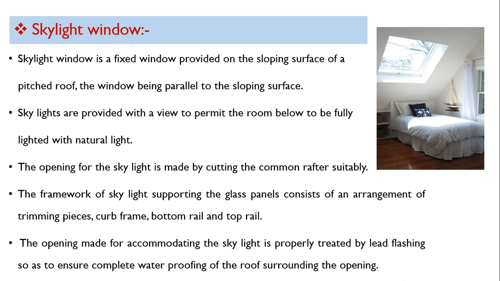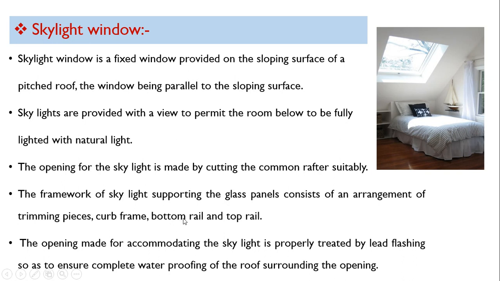Depending upon the size of the window and the location expected, the common rafters are properly cut and joined again, and then the window frame is fixed. The framework of the skylight supporting the glass panel consists of an arrangement of trimming pieces, curb frame, bottom rail and top rail. So all members will be there: trimming pieces, cut pieces, curb frame meaning the side frame, bottom rail and top rail.